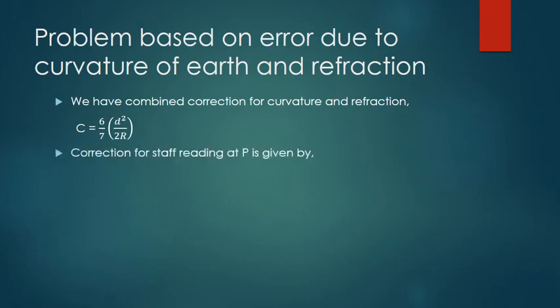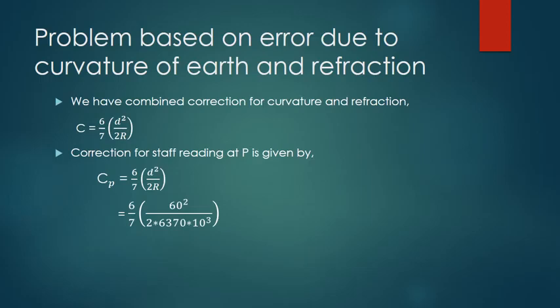Now the correction for the staff reading at P is given by, now we will try to find out the correction for both the stations, station P and station Q, and let's see how much error is coming up due to combined correction for curvature and refraction. Now for station P, let us put it as Cp equals 6 by 7 times d square by twice r, where the value of d is 60, that is nothing but the distance between the instrument and the station, divided by 2 into 6370 into 10 to the power 3.